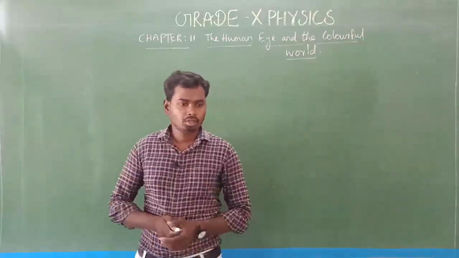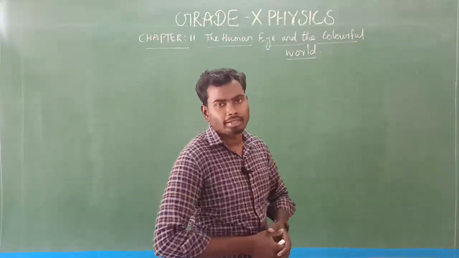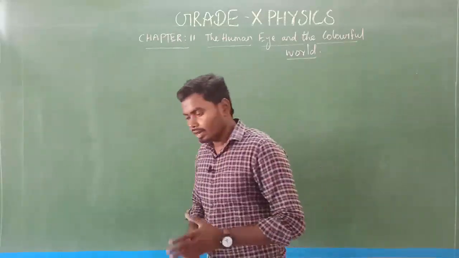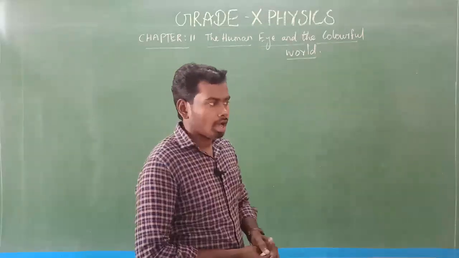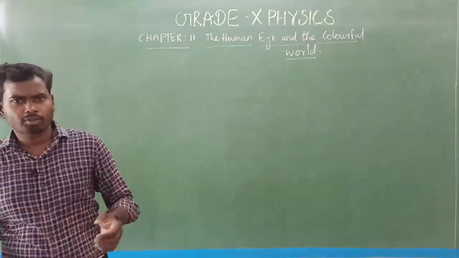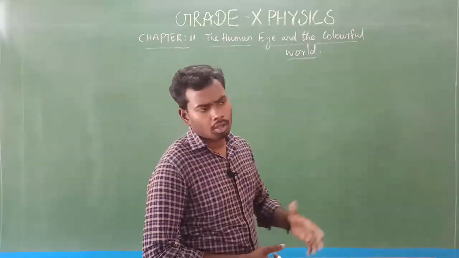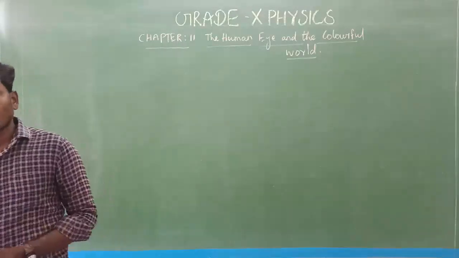Hello students, this is grade 10 PS class, chapter 11, the human eye and the colorful world. In the last video class, we have seen the rainbow formation and atmospheric refraction. And after that, we have seen some examples of atmospheric refraction. Am I right? Yes. So in this session, we will start the next topic.